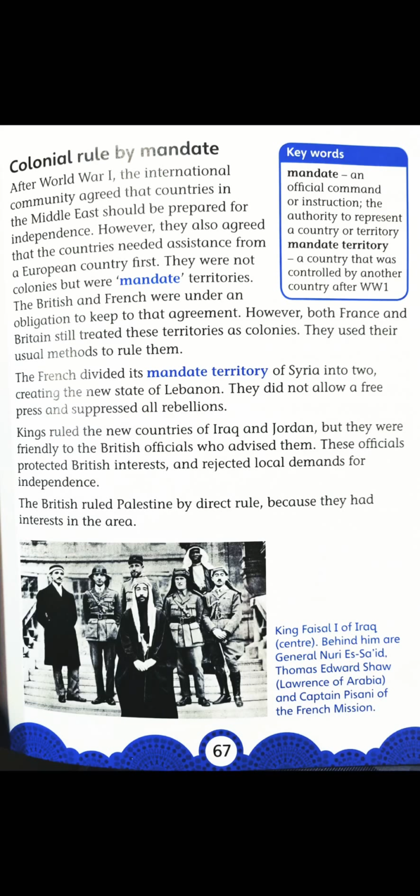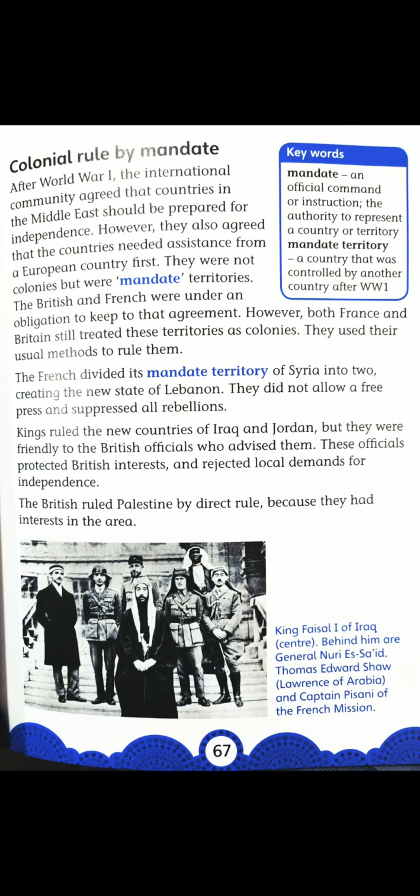So, after World War I, the international community agreed that countries in the Middle East should be prepared for independence, right? However, they also agreed that the countries needed assistance from a European country first. They were not colonies, but were mandate territories.